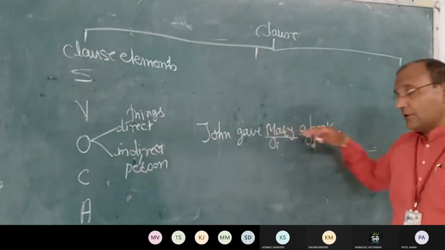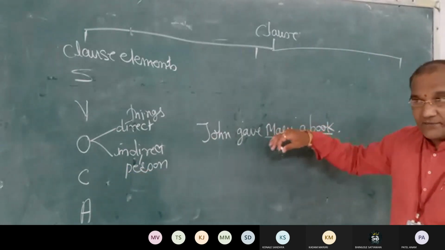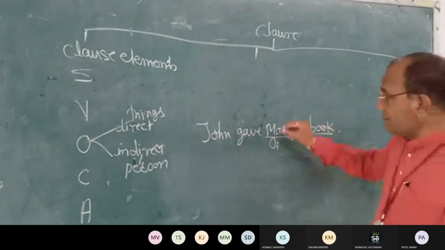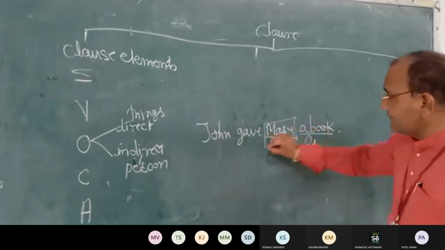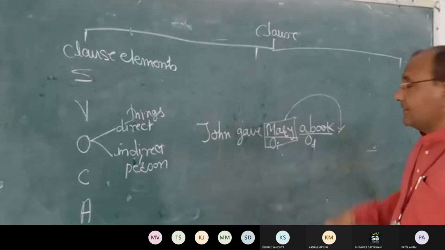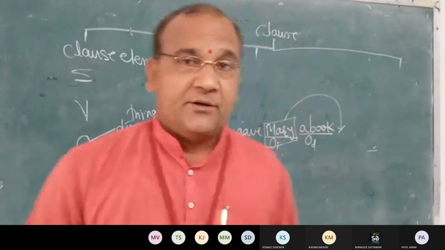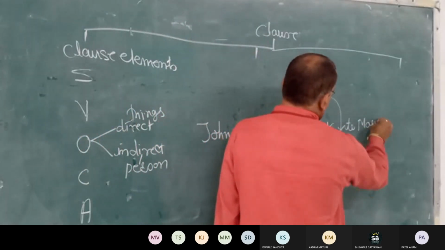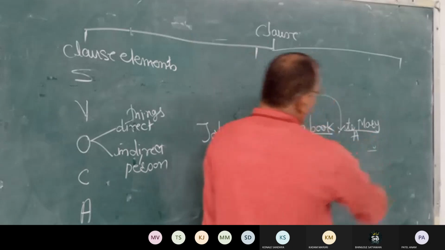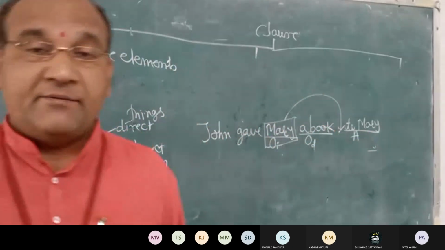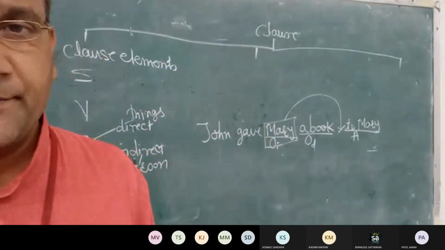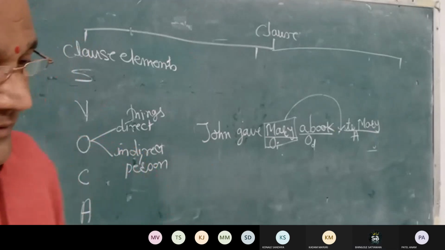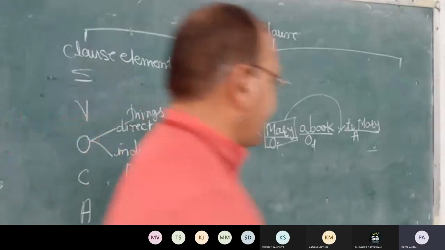And if both the objects are there in a sentence, you have the sequence like indirect object first, direct object next. Now it is possible to postpone this and bring it here: John gave a book to them. But now it is an adverbial because it's a prepositional phrase. All right? Am I clear so far? Yes, sir.